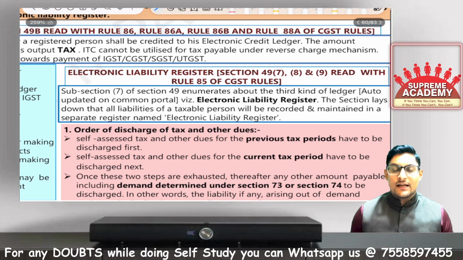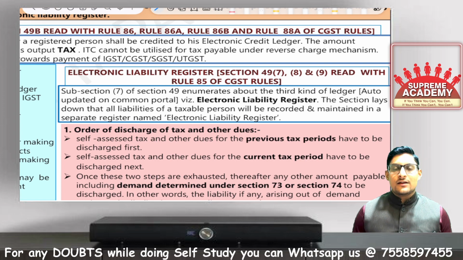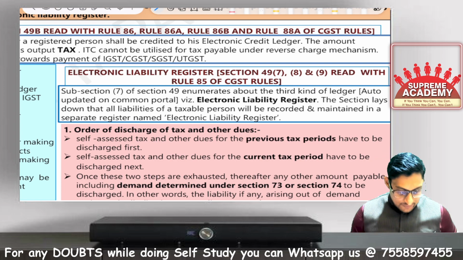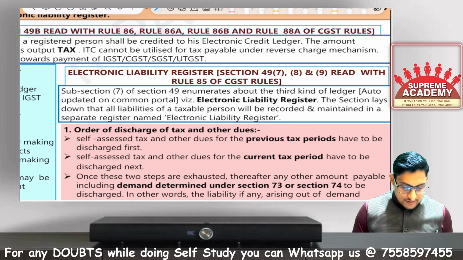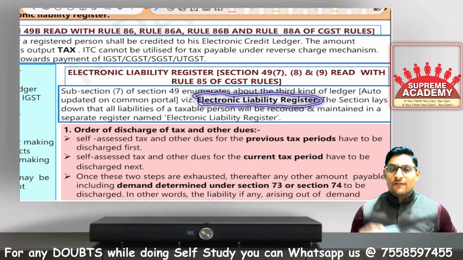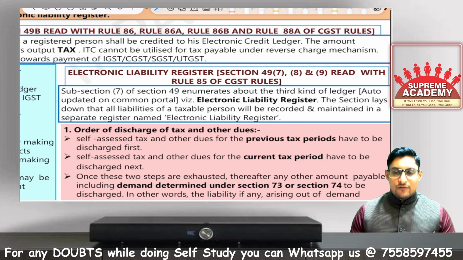Now coming towards electronic liability register. See, as we have seen, this is the second set of electronic ledgers which is auto-generated using the information that has been furnished in the returns. Now, the information furnished in the returns will generate the electronic liability register if any liability is created on the taxpayer. For example, if I have not paid tax for the last month, then my name will be reflected in the electronic liability register.